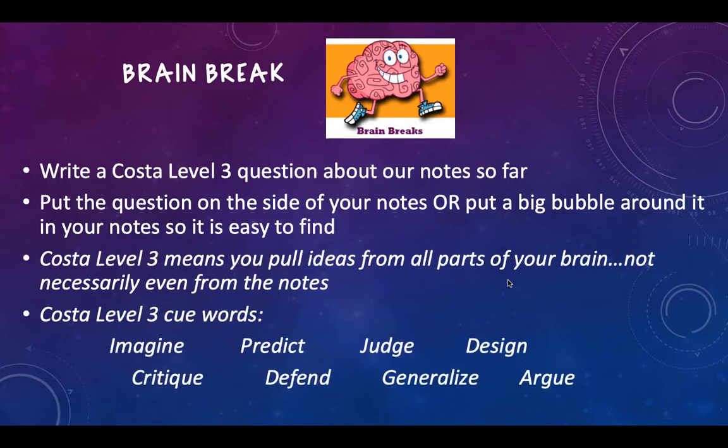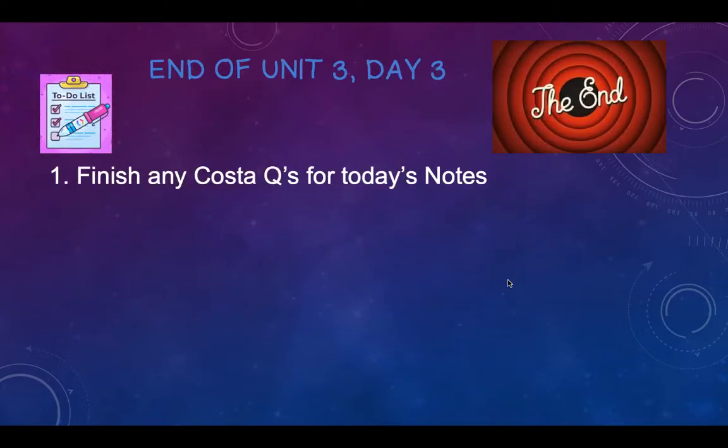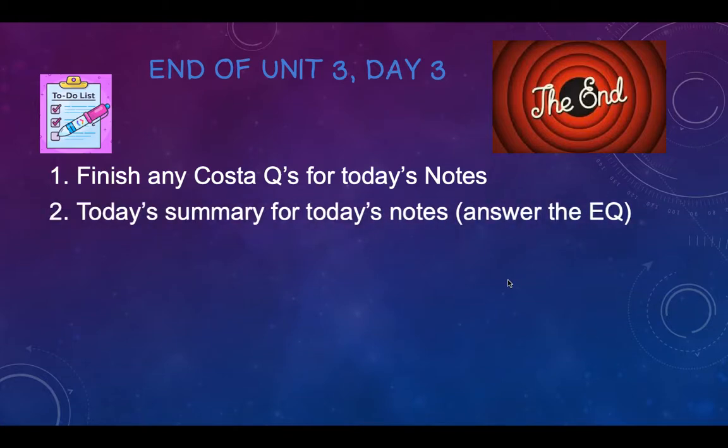So go ahead and do your level 3 kind of question. Generalize, which is kind of like writing a summary. You can do an imagine. Imagine if everything had a positive charge like an ion or something like that. So go ahead and do a level 3 kind of question. And then that brings us to the end of the third day of our unit. So if you didn't do so already, go back and finish any Costa questions. Write your summary for today that asks what is the difference between atoms, ions, and isotopes.